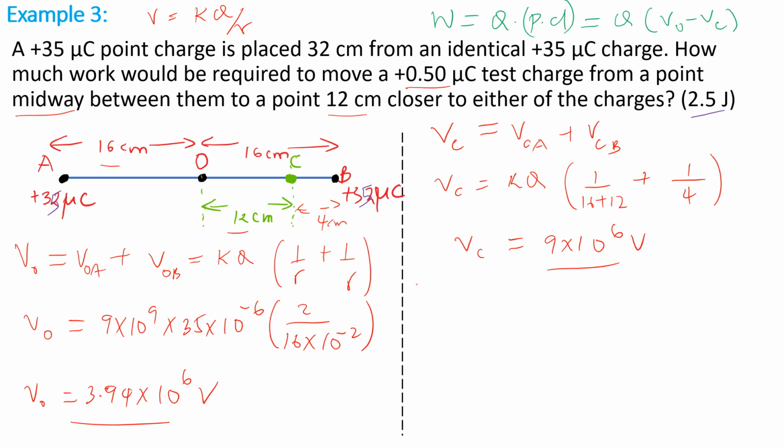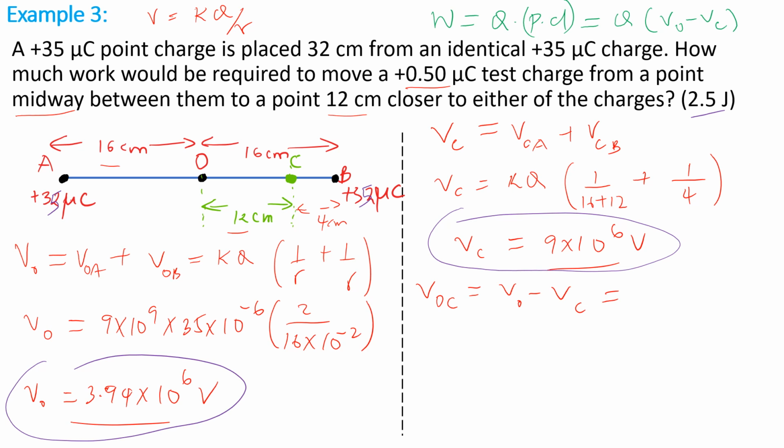So we are looking for VOC, which we said is VO minus VC. We already have VO as this, we have VC as this. If we substitute, we get the difference between these two. 9 times 10 to the power 6 volts minus 3.94 times 10 to the power 6 volts. You're going to come up with 5.06 times 10 to the power 6 volts. That's going to be the potential difference between those 2 points where the charge is moved.